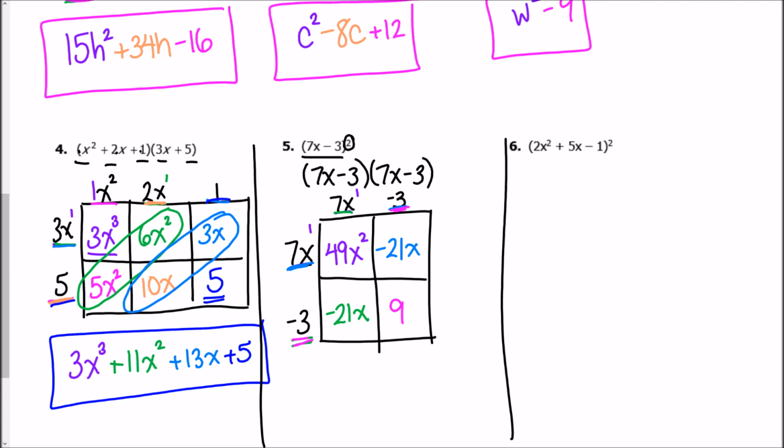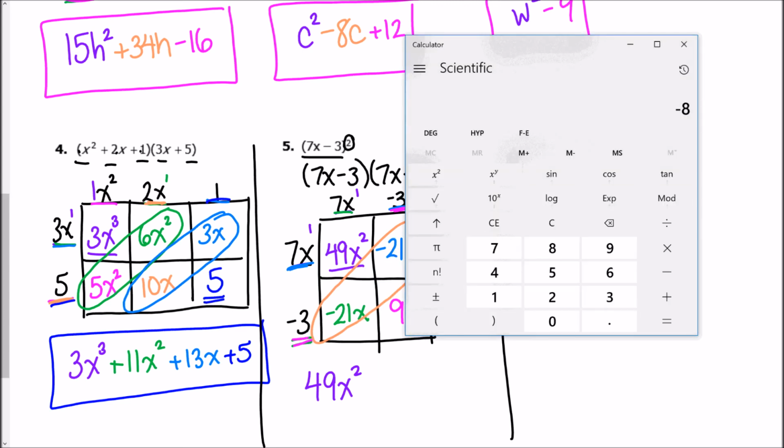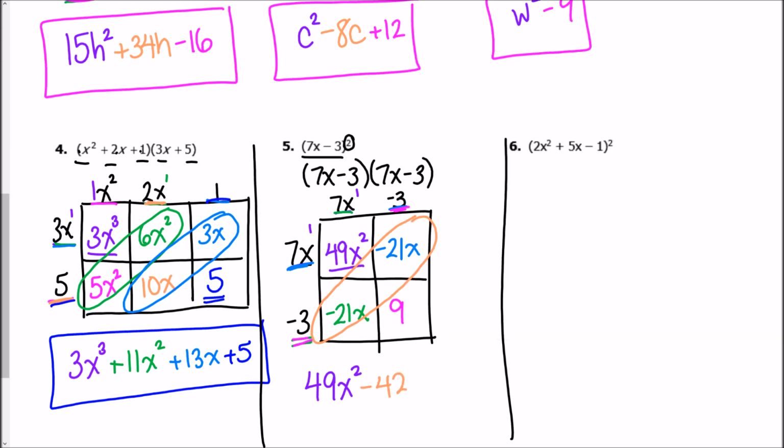So now let's go ahead and put together all of our terms. So 49x squared, nothing is like it, so I'm going to copy it down. Negative 21x and negative 21x, this time they don't cancel each other out because they're both the same sign. So I'm going to figure out negative 21 minus 21 gives me negative 42. So this right here should be negative 42x. And then right here, I've got this positive 9, just tags along, and that's my final answer.